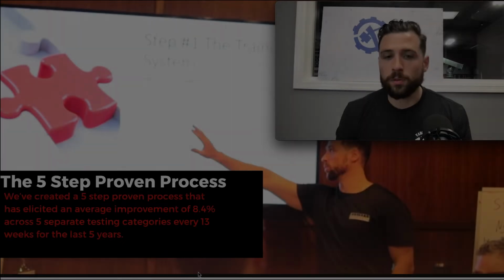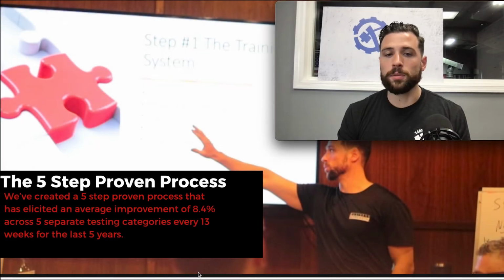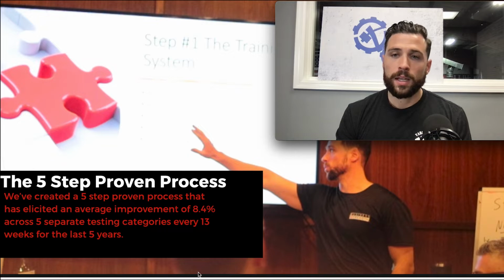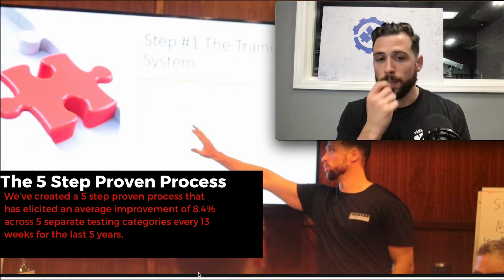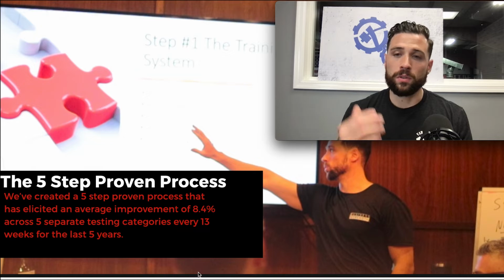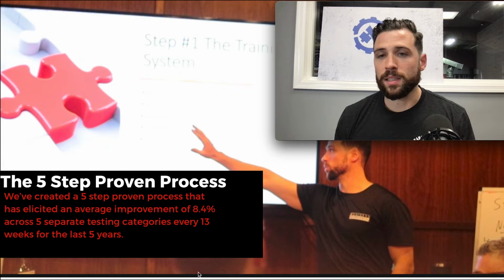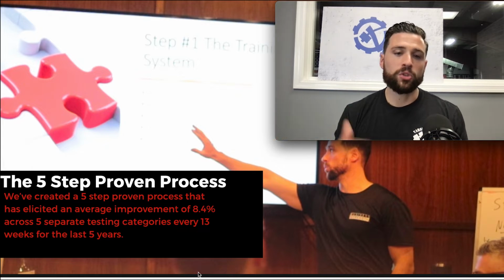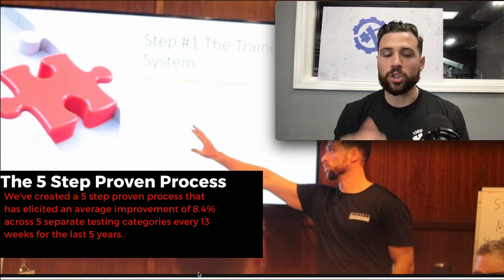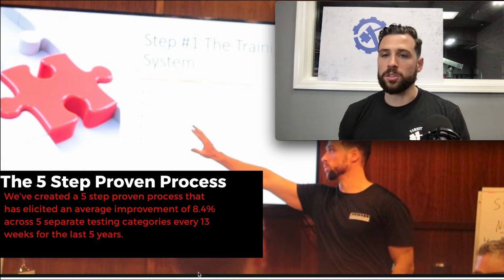We've created a 5-step proven process that has elicited an average improvement of 8.4% across 5 separate testing categories every 13 weeks for the last 5 years. We talked about this in the VH internal study, so if you have any questions or you'd like to go through it, you can check that out there as well. This proven process is what's worked for us, and we're trying to share the results with you. So we're extremely excited to deep dive each process here.